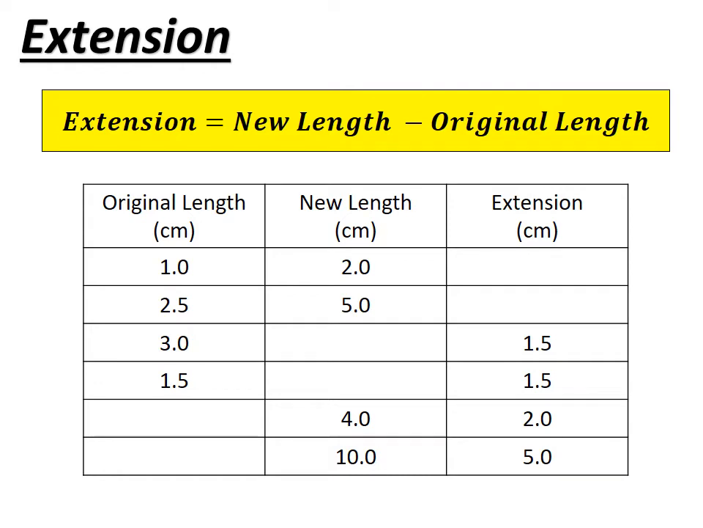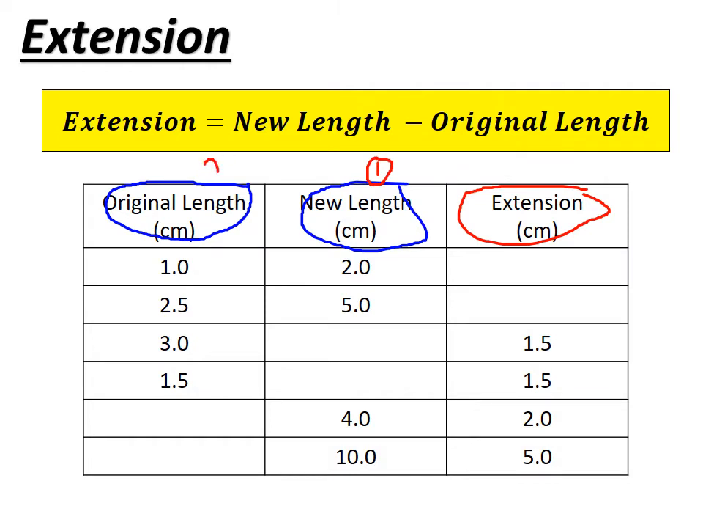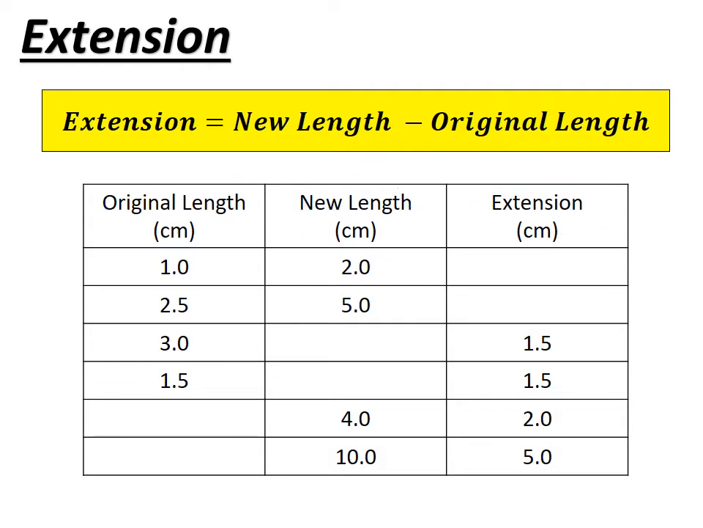So we start with the new length, and we have to subtract from the new length the original length, and from that we can work out the extension over here. Okay, so it's going to be 1 minus 2, okay, to get 3 over here. Right, so let's delete those marks and let's see if we can work out what the missing values are.